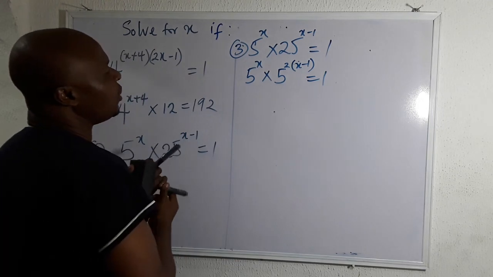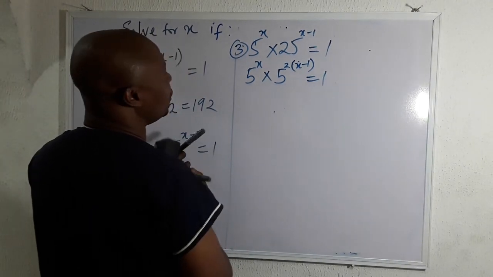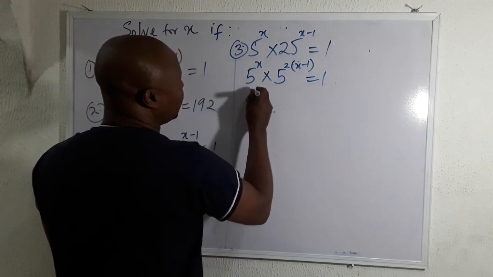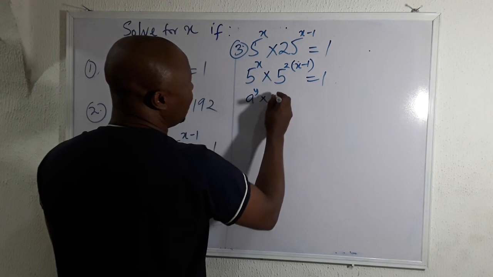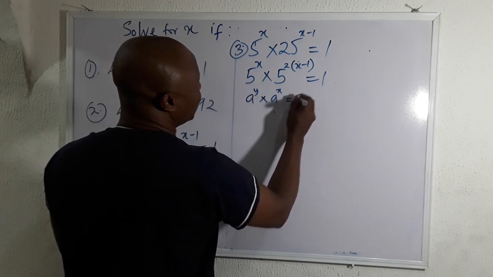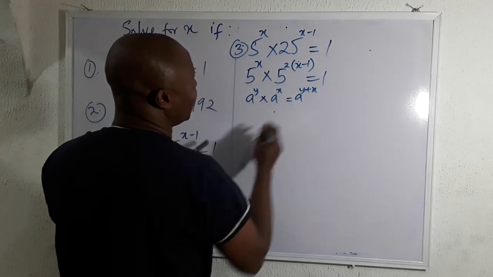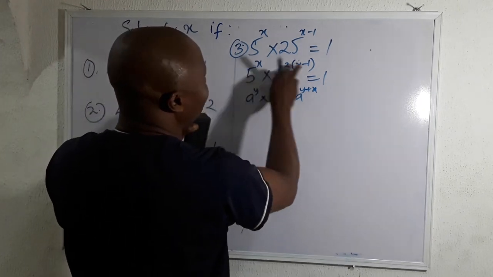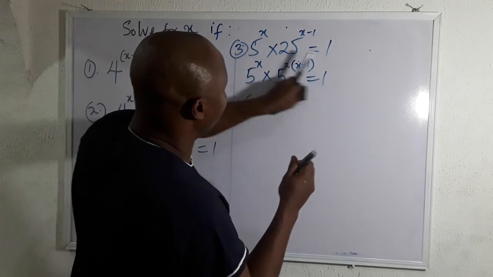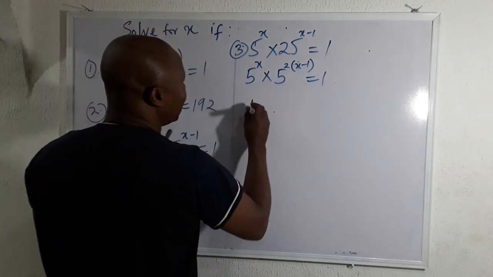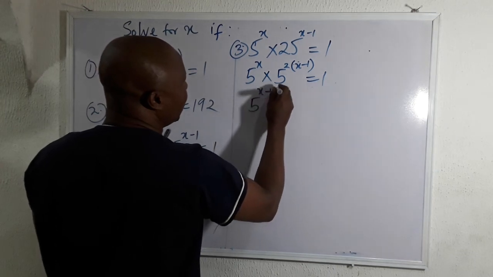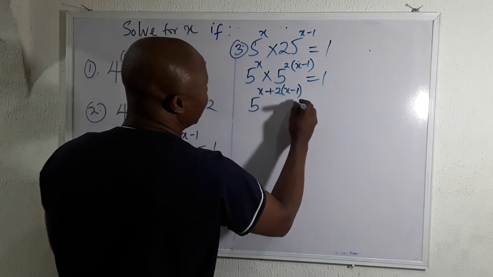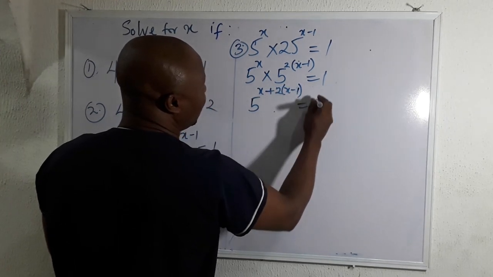So now what we need to do is to apply the law of indices that says that a raised to power y times a raised to power x is equal to a raised to power y + x. So we apply that law here. The bases are the same. We take one and we add the powers. So that will mean 5 raised to power x + 2(x - 1) is equal to 1.